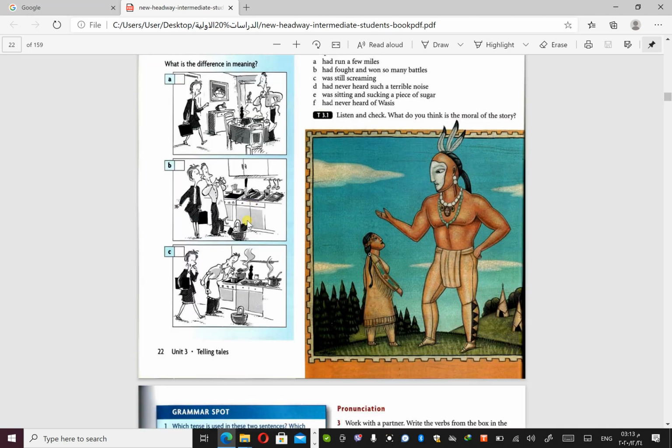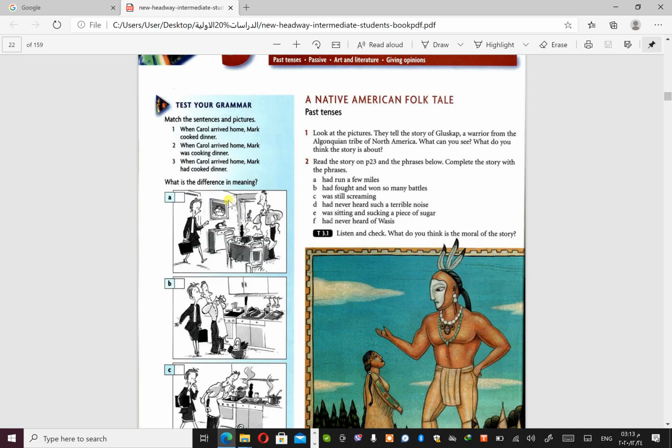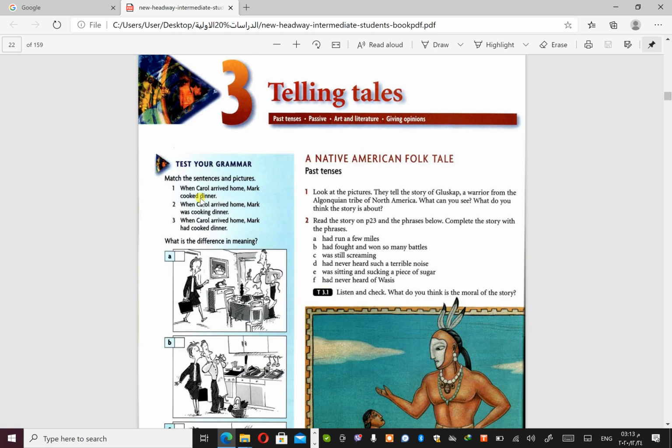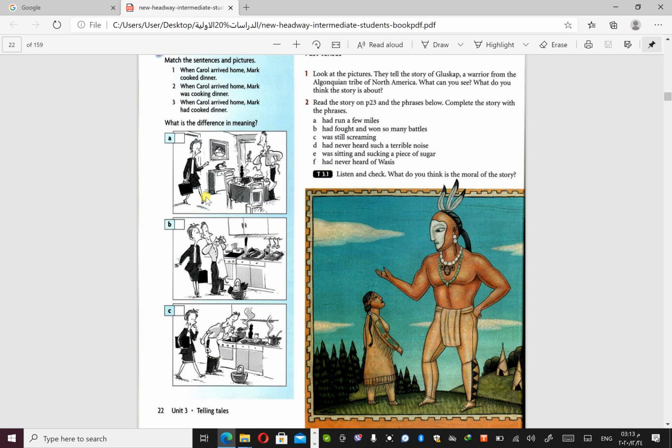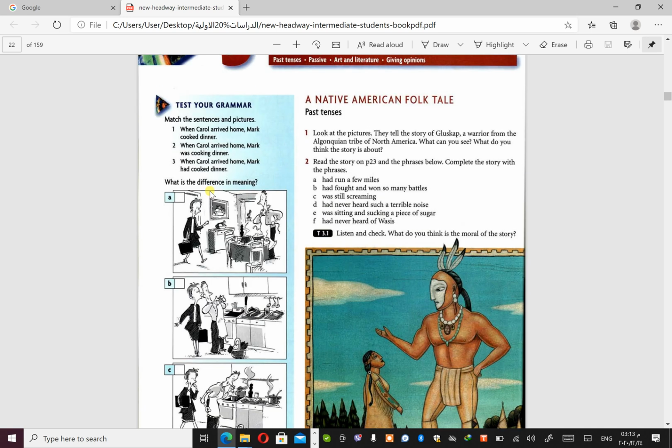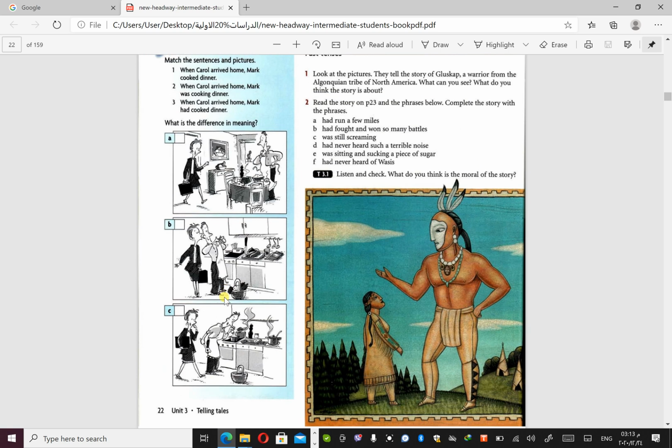So if you look here at these three pictures, what is the difference in meaning? Okay, so here let's look at this. When Carl arrived home, Mark cooked dinner. Okay, Mark cooked dinner. So that means basically Mark started cooking the dinner when she arrived. So which picture do you think fits it? Okay, here B is going to be the one that you use.